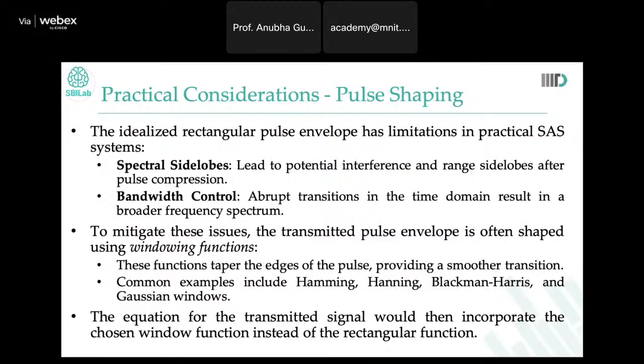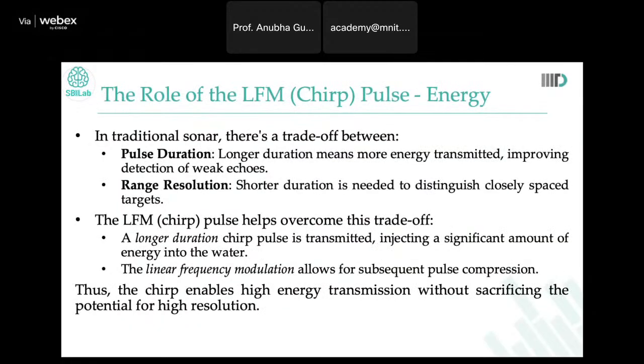I hope you have studied these concepts in DSP, how the windowing controls the power that is leaking into the side lobes and controls the bandwidth of the whole thing. The equation for the transmitted signal would then incorporate the chosen window function instead of the rectangular function. Now, what is the role of the LFM or the chirp pulse? So let's look at that also.